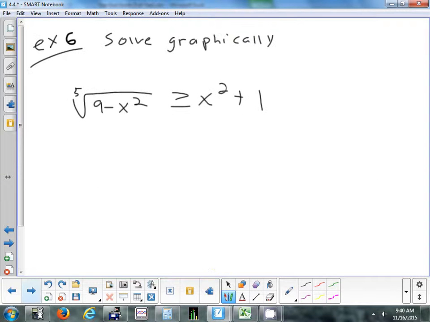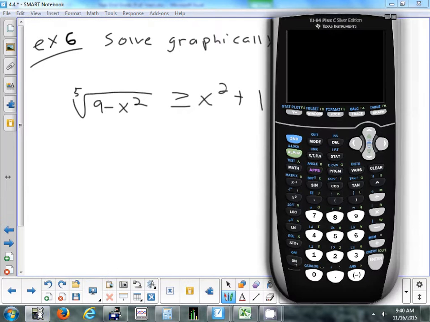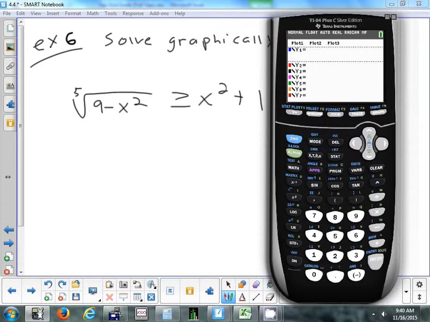All right. Last one, this is a calculator one. So we're not going to do any algebra with it. All we're going to do is plug it in and see where this is higher than that. The hardest thing with this is just making sure you know how to type it in. So 5th root of 9 minus x squared, and x squared plus 1.